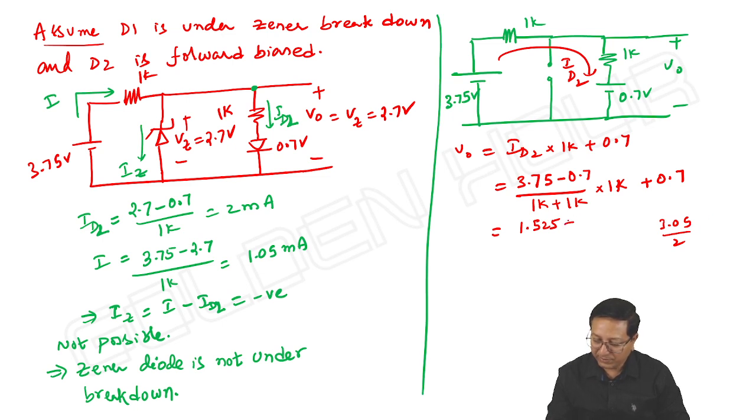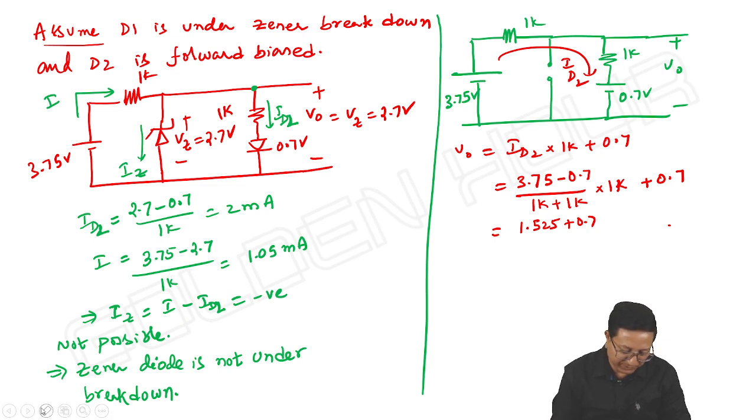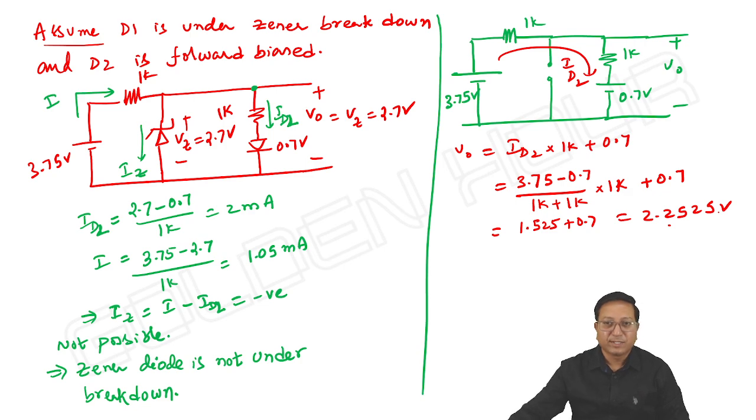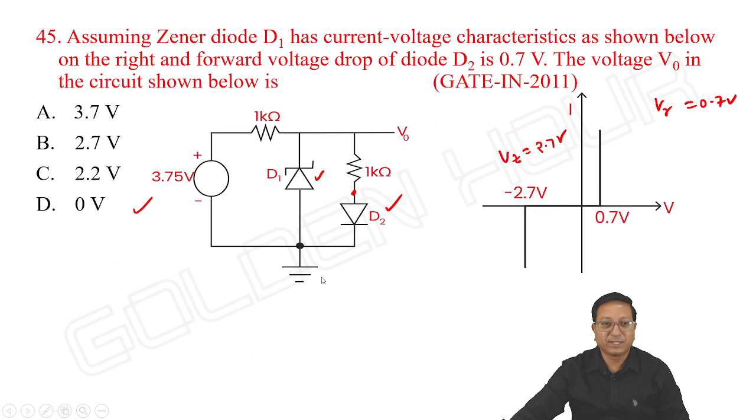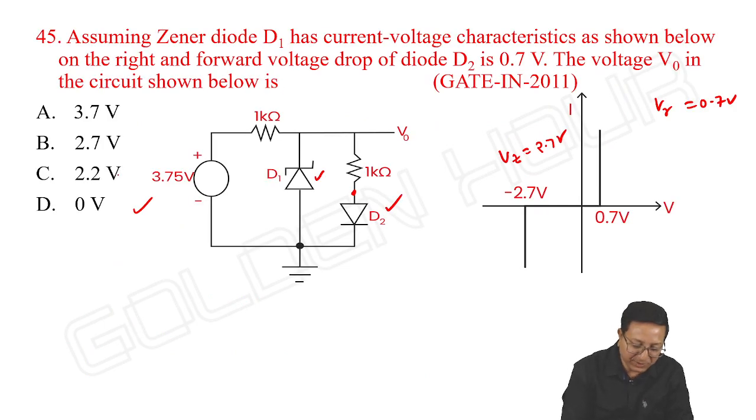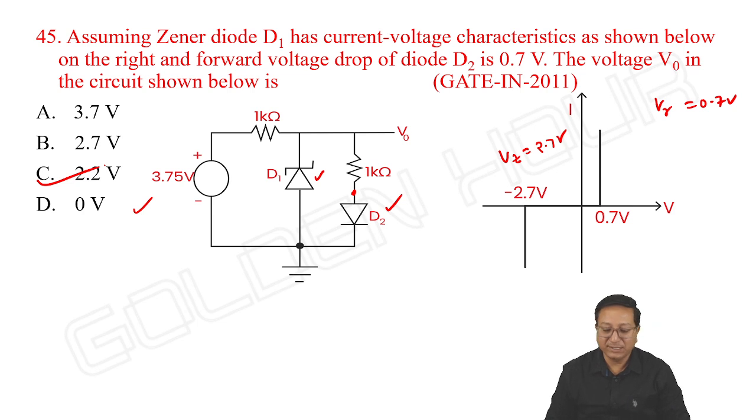1.525 plus 0.7 gives 2.225. This is our output actually. If you look at the options, option C is correct. 2.225 we have got. This is how we can do this problem.